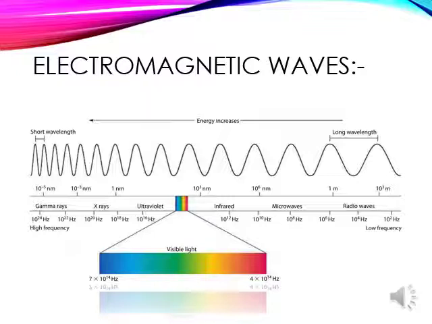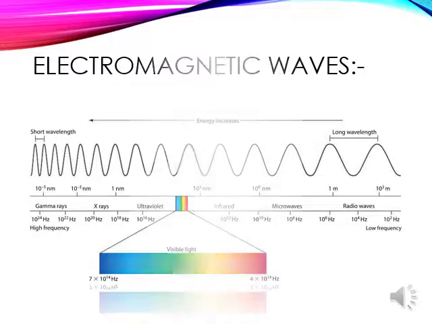The range of visible light in frequencies: red 4 times 10 power 14 Hz, violet 7 times 10 power 14 Hz.